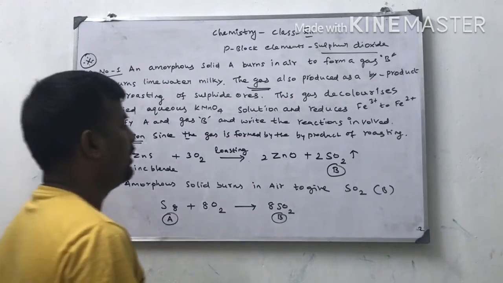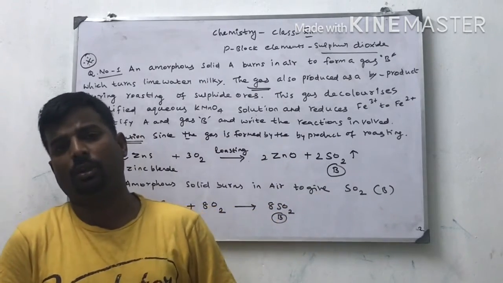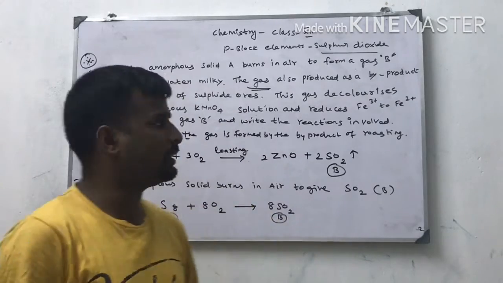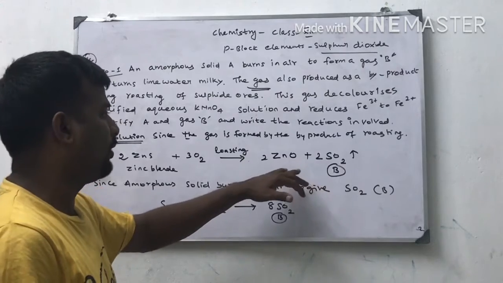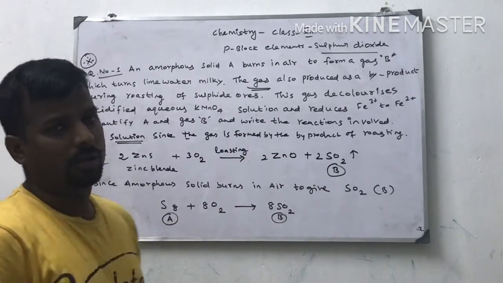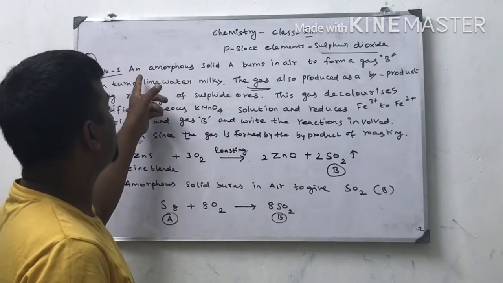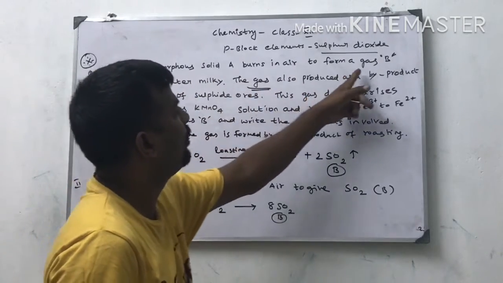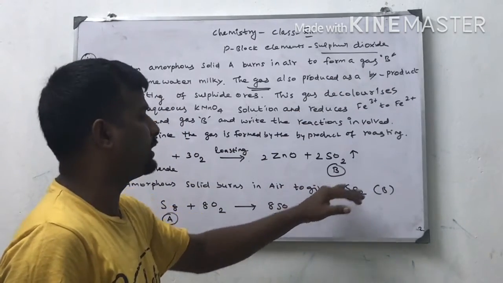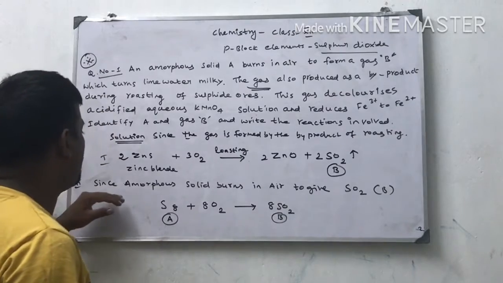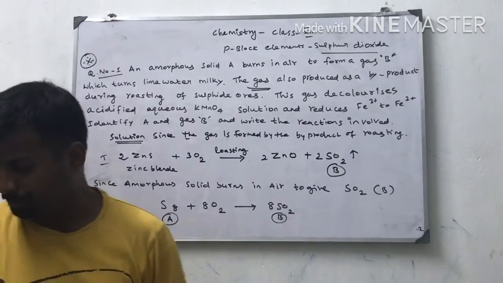Two things we found. Why is it sulfur? Because sulfur only burns in air to give sulfur dioxide. This is the clue. First we have to find sulfur dioxide, and after that we get an idea. The first point is that an amorphous solid burns in air to form gas B. Gas B is already found as sulfur dioxide, so the next step is easy for us. Sulfur dioxide forms only by the burning of sulfur.